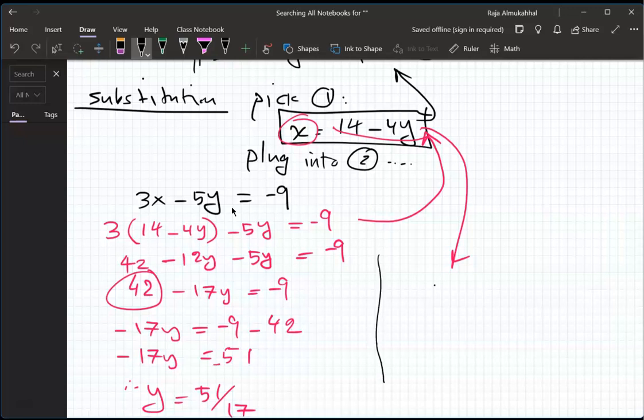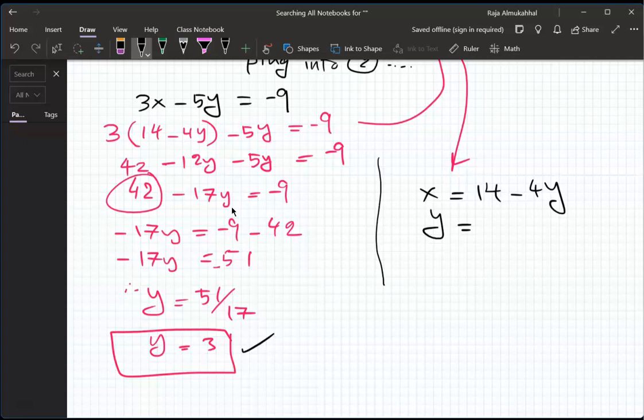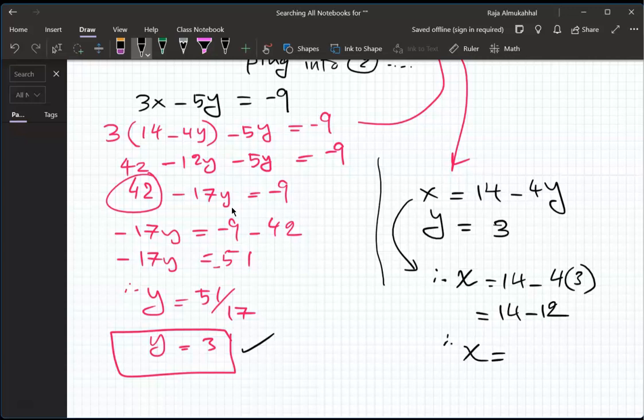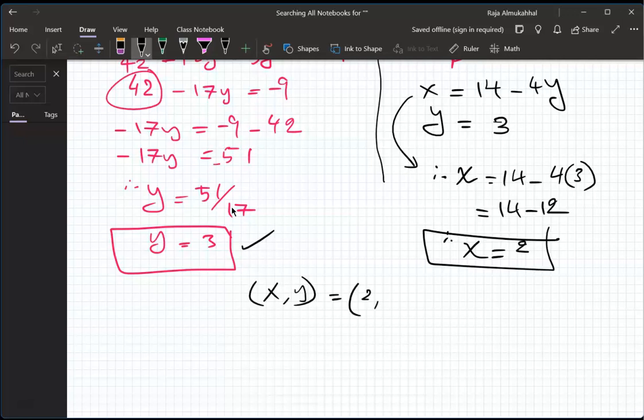So I have here x equals 14 minus 4y. And y, we just found it to be equal to 3. So therefore x equals 14 minus 4 times 3, and that's 14 minus 12, so therefore x equals 2. And there we go. I have solved the system, and the proper way of writing it is x comma y, which is 2 comma 3. There's the solution of the system.